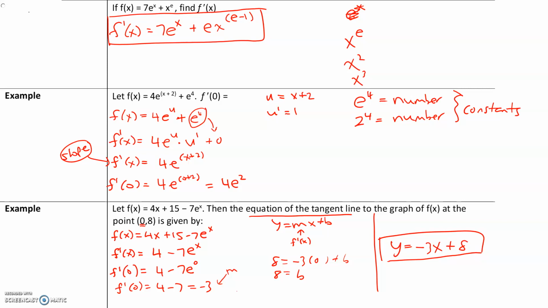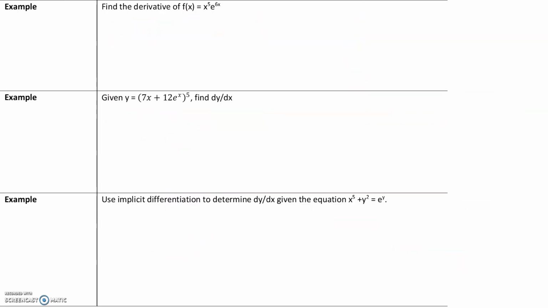Okay, next example. Find the derivative of x to the 5th times e to the 6x. Now this is a multiplication problem, so therefore we would use the product rule. We would say this is a and this is b. And the derivative is equal to a prime b plus b prime a according to the product rule. Okay, so let's find the derivative.